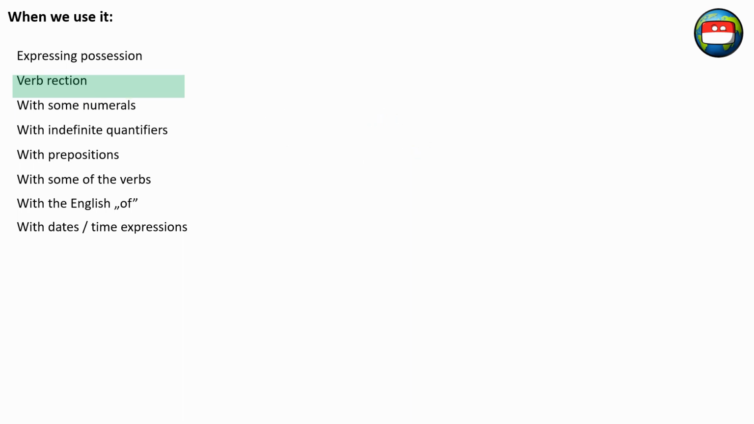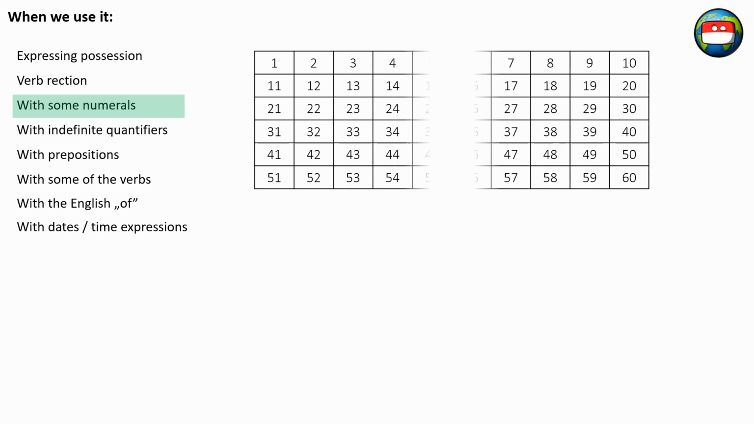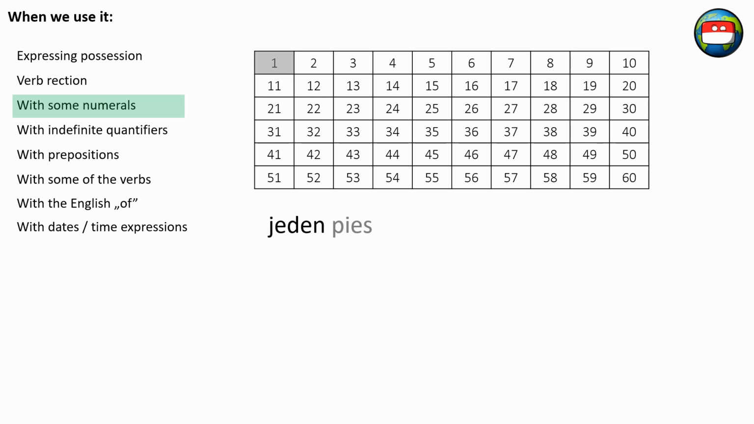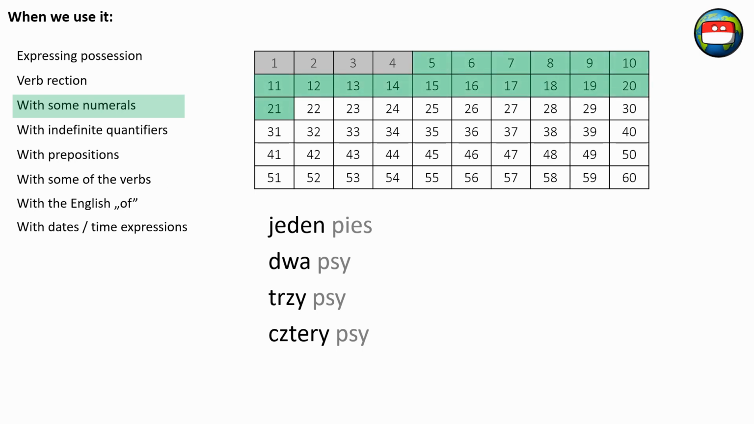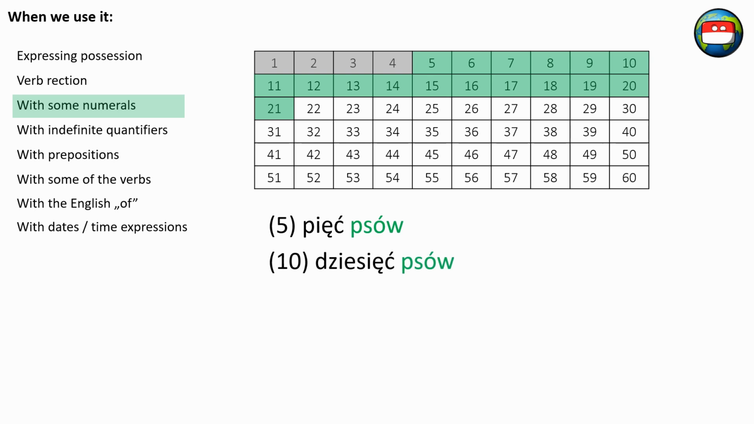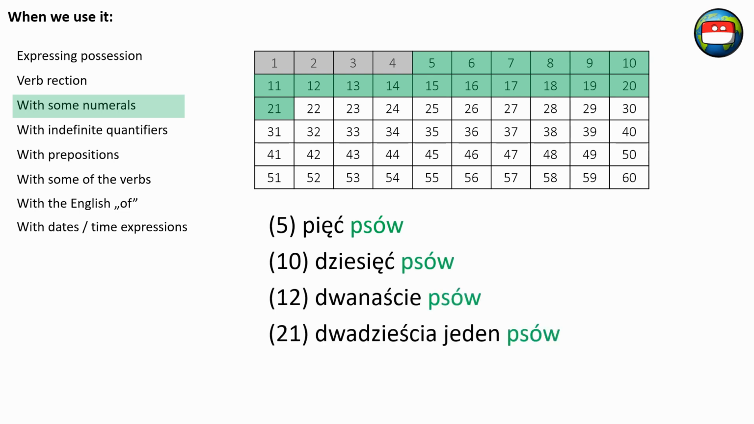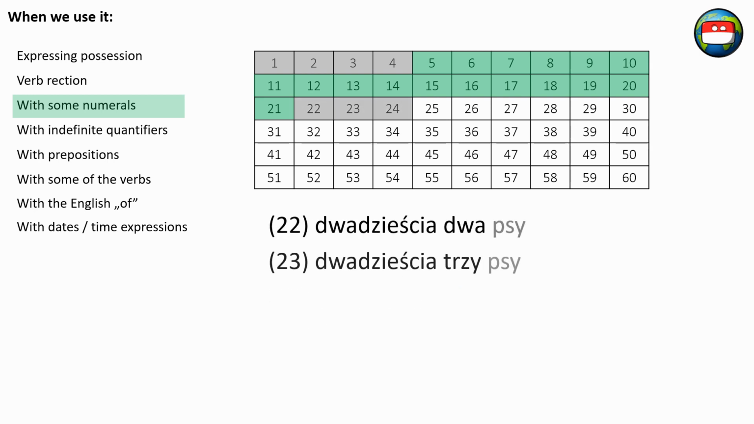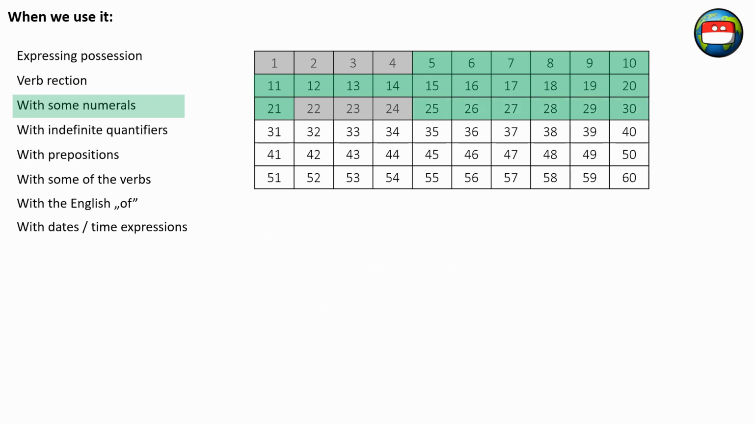The genitive case is also important when we use numerals. Here's the logic behind it. Let's take the word dog. So we have jeden pies, dwa psy, trzy psy, cztery psy. So far it's the nominative case. Then it's the genitive from 5 to 21. So for example, 5 psów, 10 psów, 12 psów, 21 psów. The next numbers require again the nominative case until 24. After this, the logic of the previous line simply repeats.